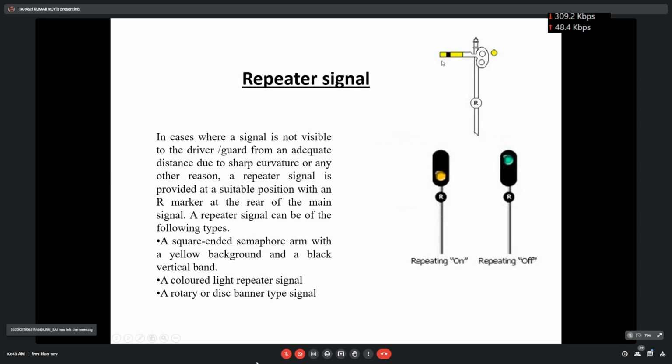Repeater signal. This yellow color will be there. This is known as repeater signal, and one R is remaining here. It means the repeater signal. In case the signal is not visible to the driver or guard from adequate distance due to a sharp curve or any other reason, a repeater signal is provided at a suitable position with an R mark in the rear of the main signal. The repeater signal can be of the following types: square-ended, semaphore arms, colored light repeater signal, rotary disc or disc banner type of signal. So these types of signals are available for repeater signal.